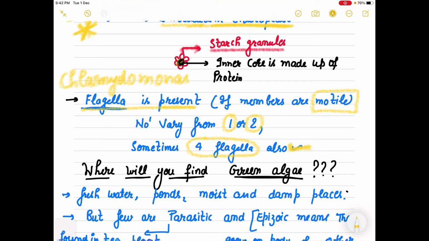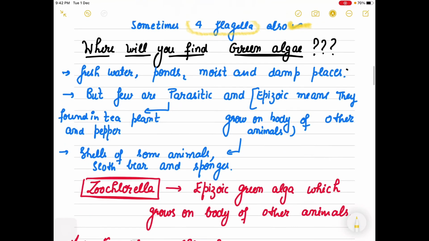Flagella can be 4 in number, but usually many of the motile members have 1 or 2 flagella. That is the common one. Where will you find this green algae? Usually this green algae is found in fresh water, ponds, moist and damp places. There you will find this green algae.